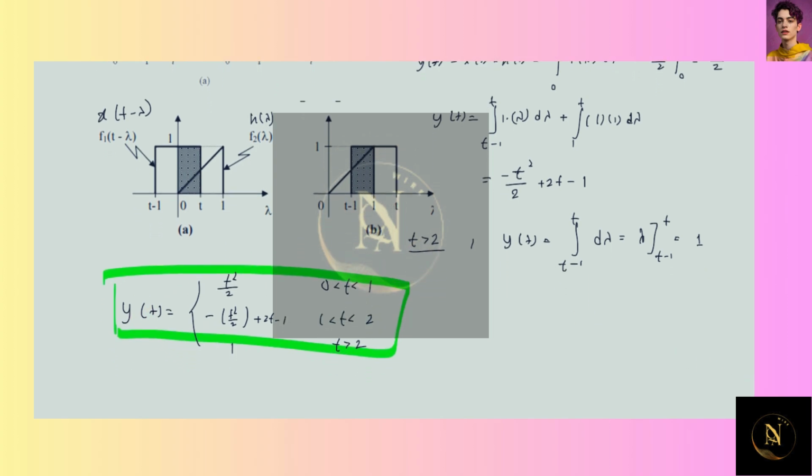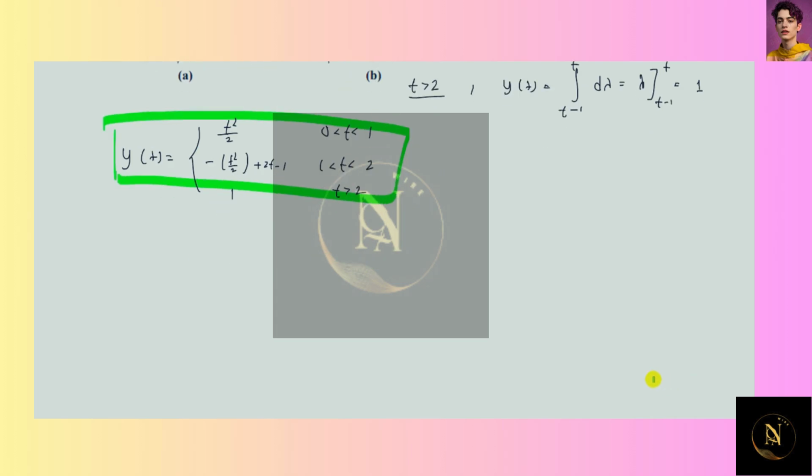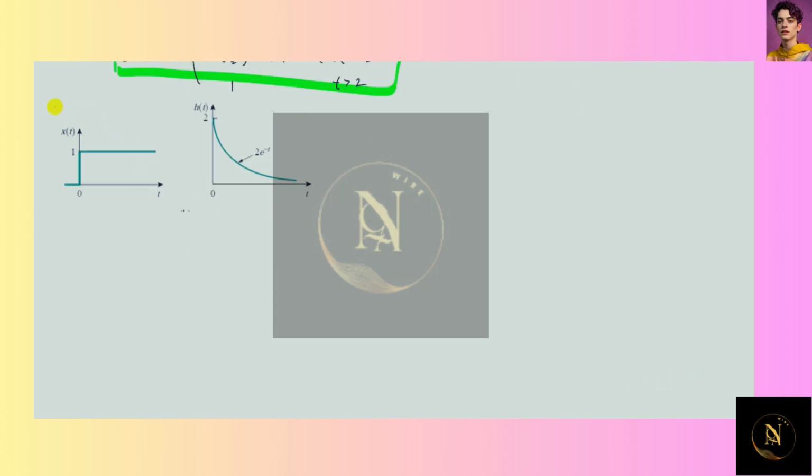So here is the figure, let me show you. This is part B, and now we have been given xt here and ht here. Now we have to find yt, which is the multiplication of xt with ht. When we do the overlapping, here is the overlapping figure, let me show you.